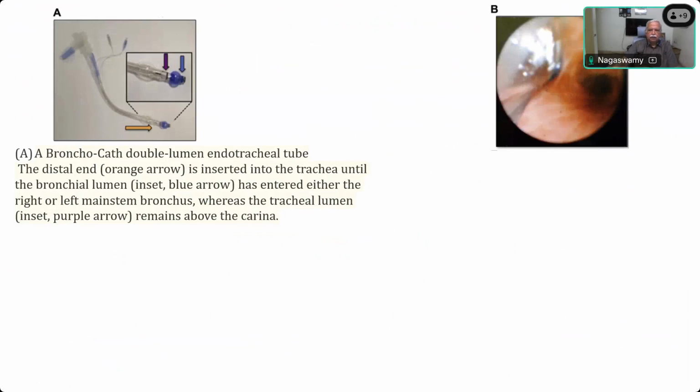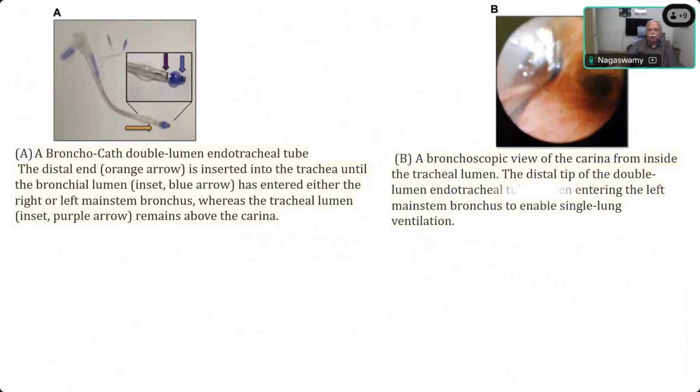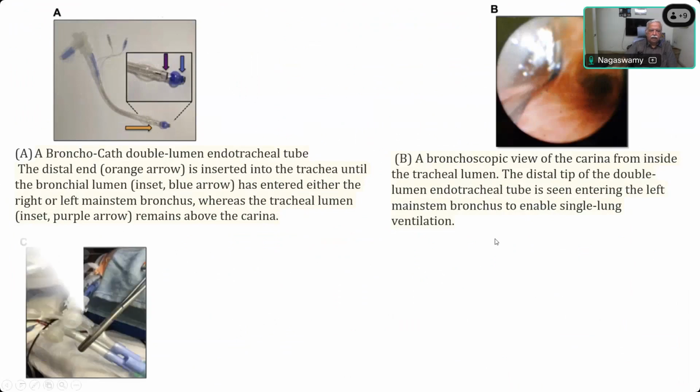What is this picture showing? You have passed the DLT tube. How do you confirm the position? With fiber optic. So this is the bronchoscopic view of the carina from inside the tracheal lumen of the DLT. You can see the distal tip of the DLT entering the left main bronchus to enable single lung ventilation. So you can see the tube goes inside.